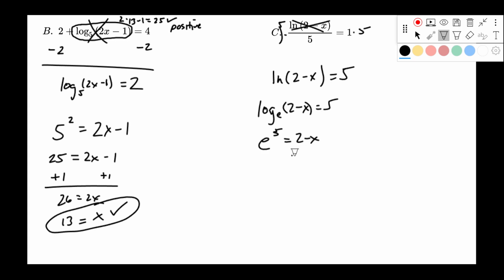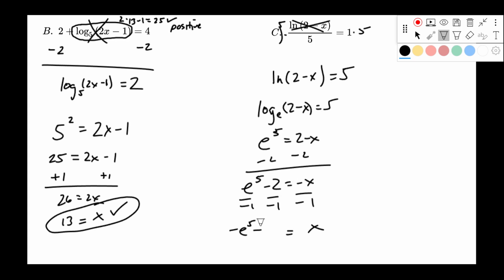So let's see. I'm going to subtract the 2 over. e to the 5th minus 2 equals negative x. Divide everybody by negative 1. x is equal to negative e to the 5th plus 2. Okay. All right, now I got to check it.